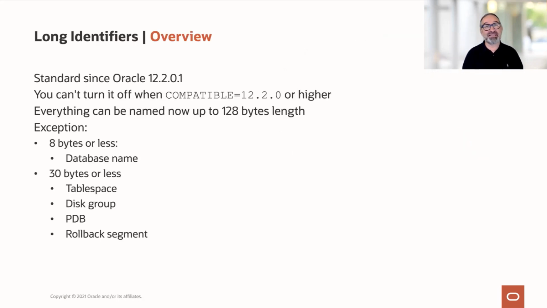First of all, it's the standard since 12.2.0.1, and you can't turn it off. As soon as compatible is 12.2.0 or higher, long identifiers are enabled. So you can't turn it off, it's there, and now everything can be named up to 128 byte.